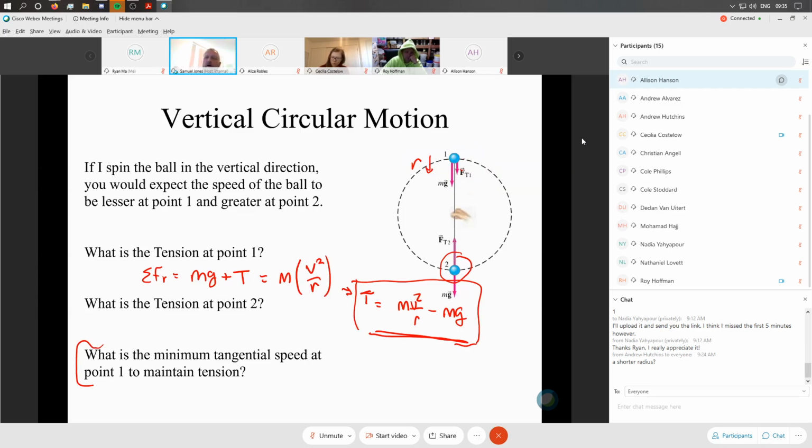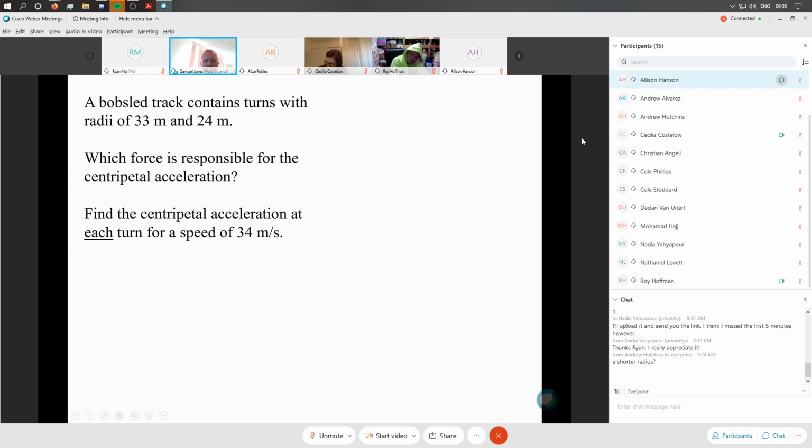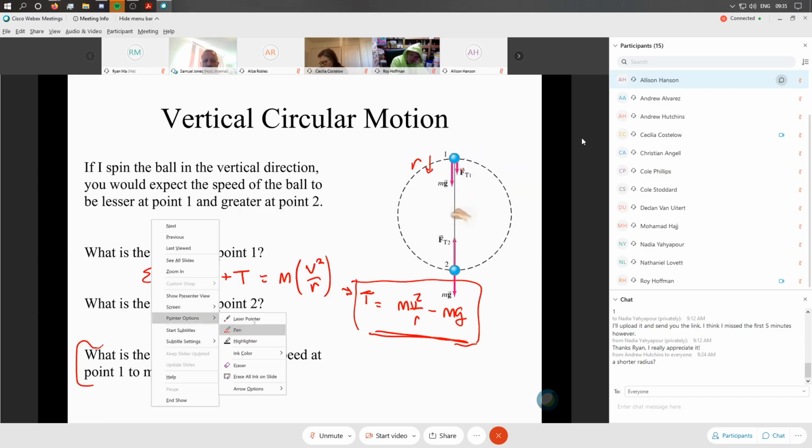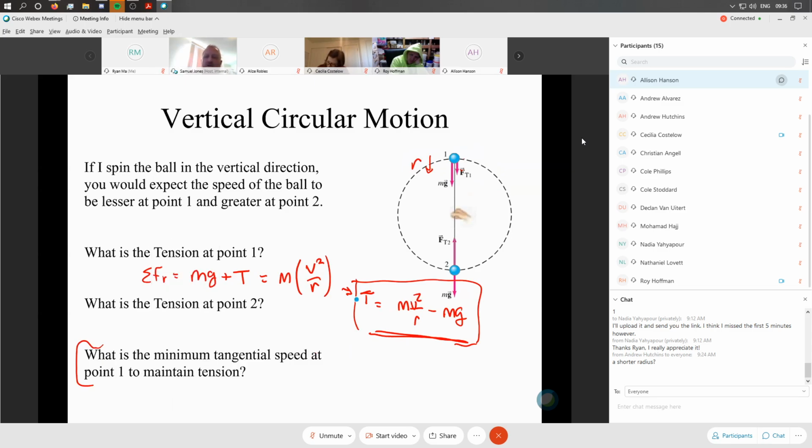Okay, so let's try the next one. What would be the tension at point 2 when it's at the bottom of its motion? Well, I'm going to do the same thing, except now I'm going to be using a coordinate system where r is in the positive direction. You know what? I don't like that color. Let's try a different one.